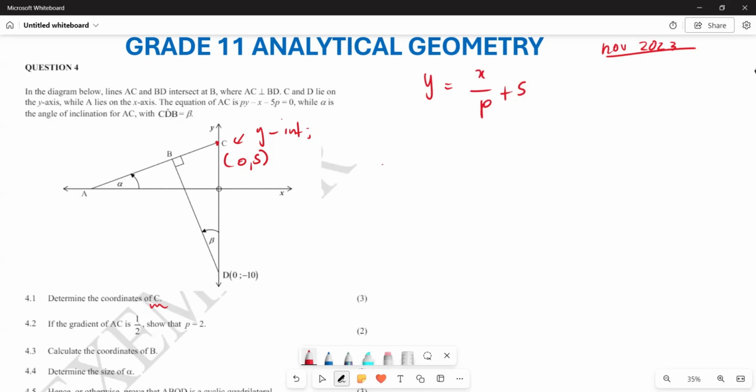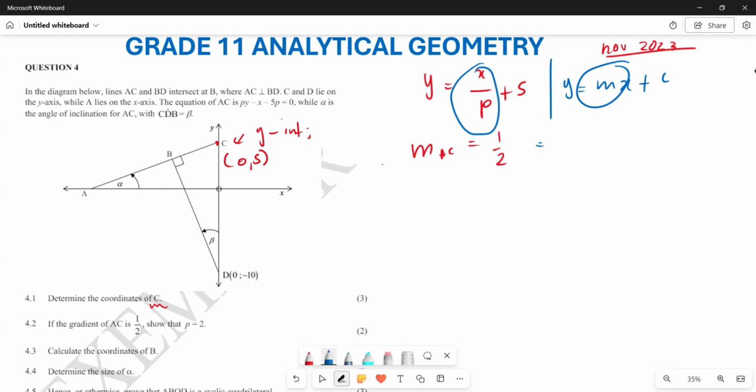You are going to substitute the gradient of AC. Remember they said the gradient of AC is equal to 1 over 2. And you remember this equation is in the form y equals mx plus c. So the mx represents the gradient, which is given by 1 over 2.